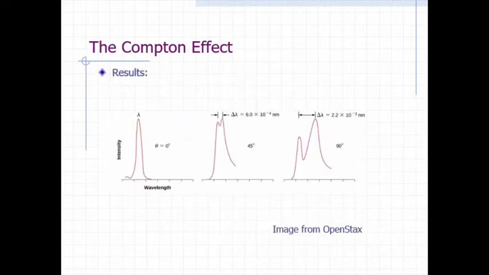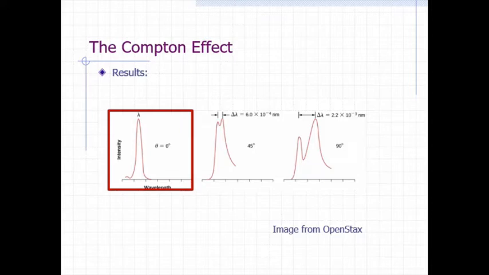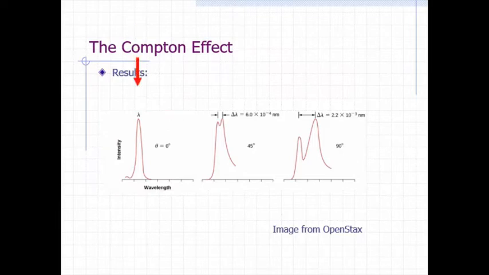Here are the typical results of Compton's light scattering experiments. Here's the spectrum of light observed at theta equals 0. Theta equals 0 means the detector is on the opposite side of the sample as the original X-ray. The spectrum is a plot of intensity versus wavelength. It shows one peak, which occurs at the same wavelength as the original X-ray.